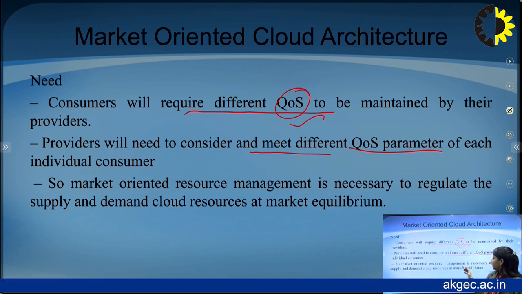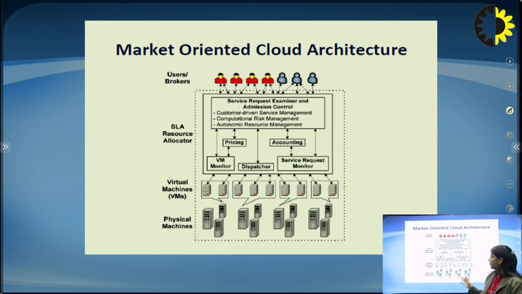So market oriented resource management is necessary to regulate the supply and demand of cloud resources and the market equilibrium, so that this supply and demand condition can be fulfilled easily and the user will get the maximum services. So this is a diagram of the market oriented architecture.